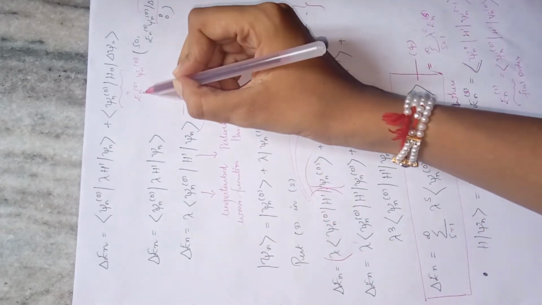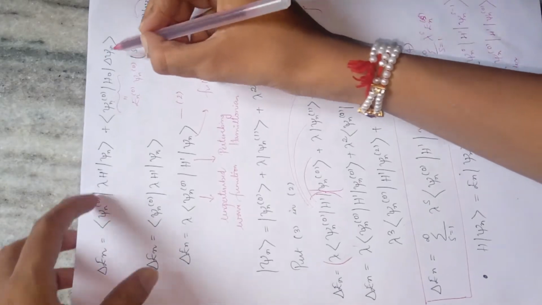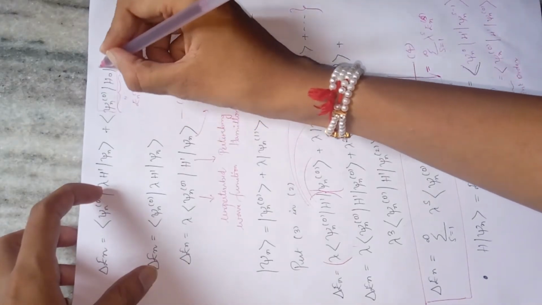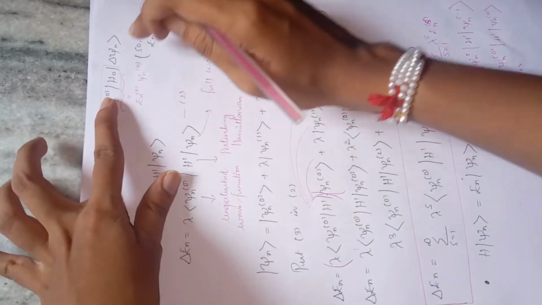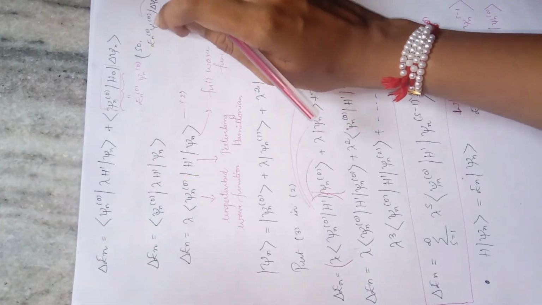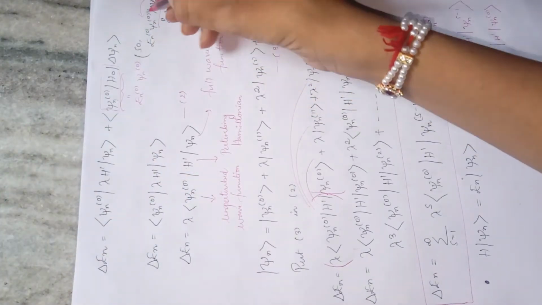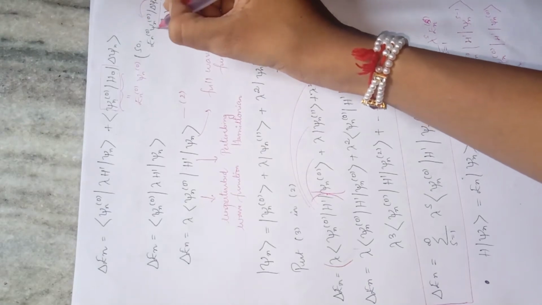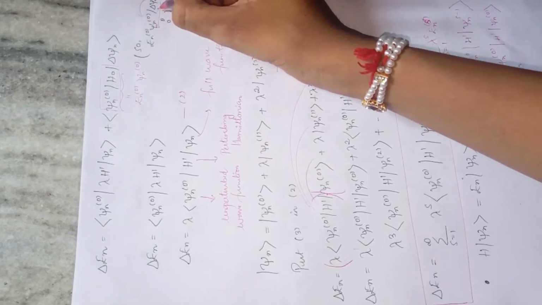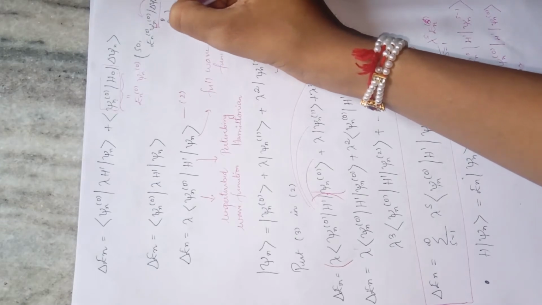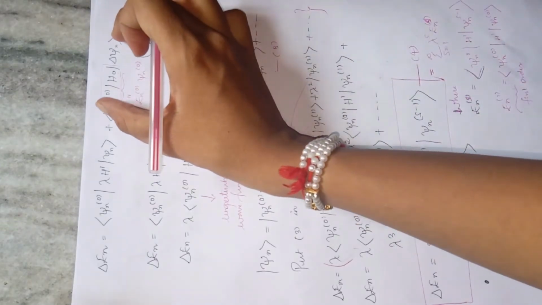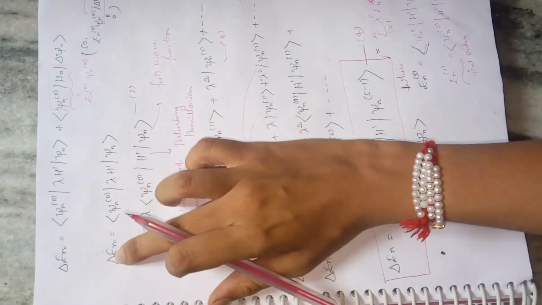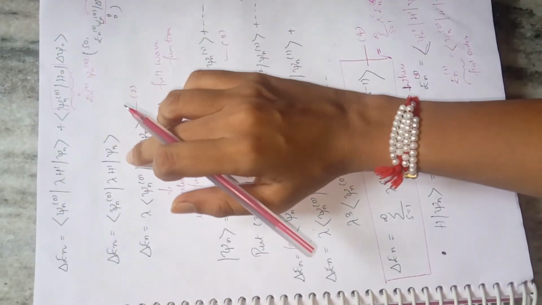So you get E n naught psi n naught delta psi n. You just substitute these two terms. If you write this here, this is the resultant, E n naught psi n naught delta psi n. And we know from the previous page that there is no contribution of delta psi n for psi n naught. So as there is no contribution, this becomes equal to 0. The whole term becomes 0, and your delta En will be equal to this particular thing.